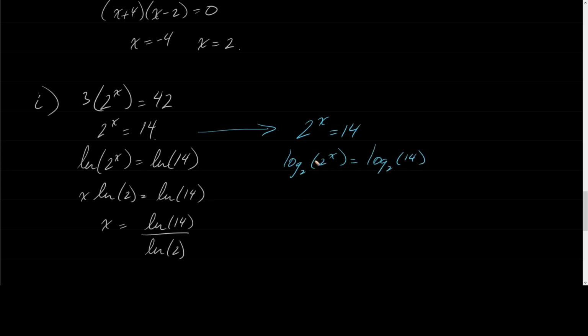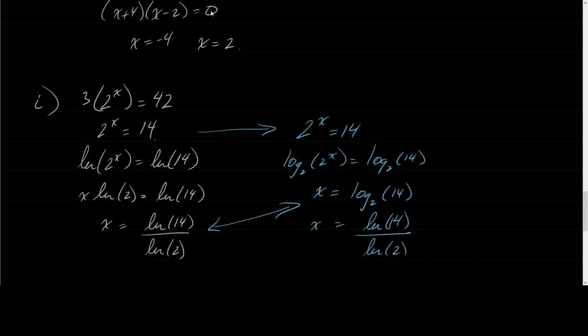On the left side, the log base 2 and the 2 cancel out, so we have just x. On the right side, we have log base 2 of 14. Now, these two answers are equivalent. How come? Well, using the change of base formula to make it base n, this would just give us ln of 14 over ln of 2, as is written over here.